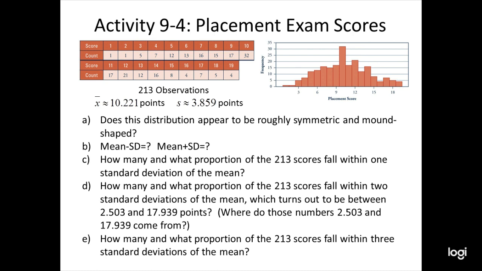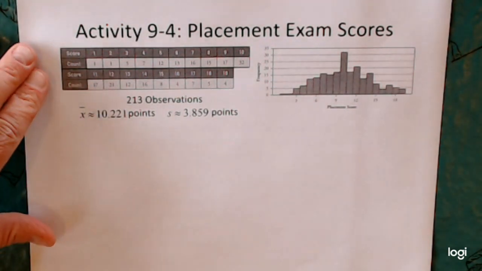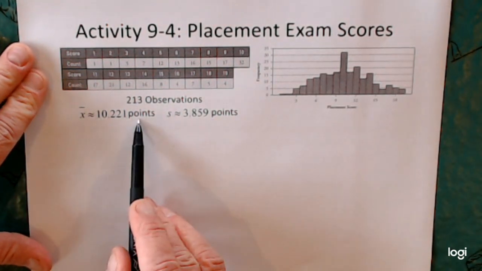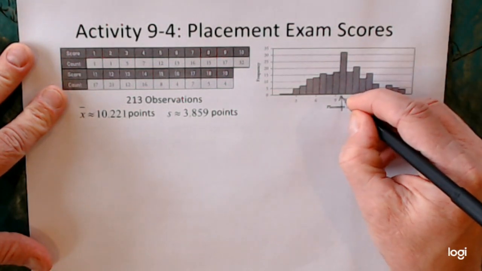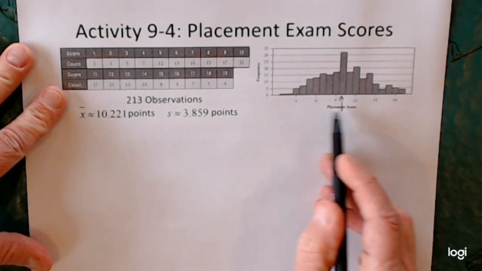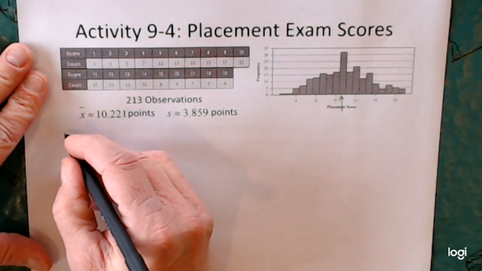All right, so I wanted to do that all on the slide, which is really clear, and now we'll kick it over to my paper, which is a little blurrier, but where we'll do our work. We've got our standard deviation here and our mean here. Our mean is 10.221, so our mean's right about here in our distribution. What we're going to do is move one standard deviation to the left and the right.